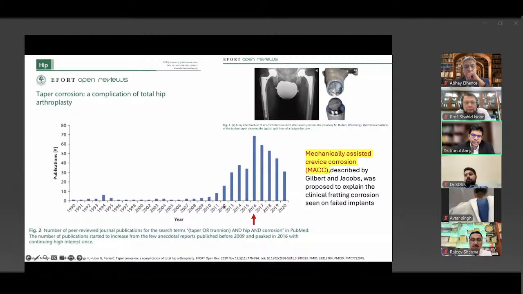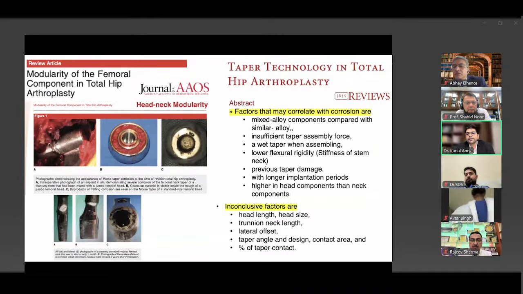There was an initial rise in publications from 2016 and greater interest in corrosion and trunnionosis, with publications increasing over the last decade. This led to the following conclusions: the factors which may relate to corrosion are mixed alloy component usage, insufficient taper assembly force if not assembled properly, and a taper that is not adequately dry or wet. Others are lower flexural rigidity of the stem and neck junction, previous taper damage, and longer implantation periods. Head components have more taper corrosion than neck components. The inconclusive factors are the trunnion-related factors: percentage contact, trunnion angle, design, and the contact area.